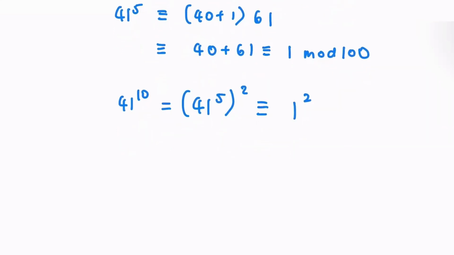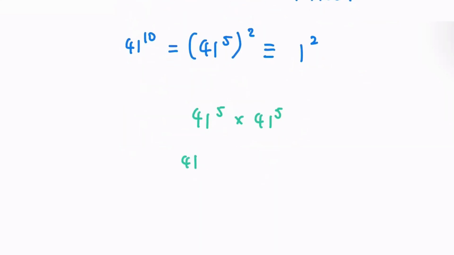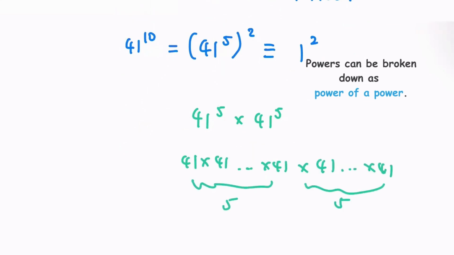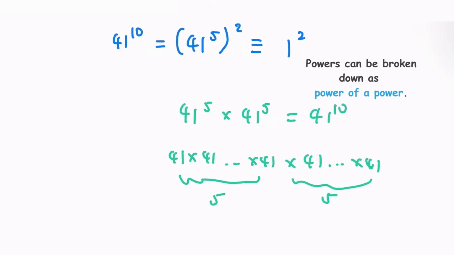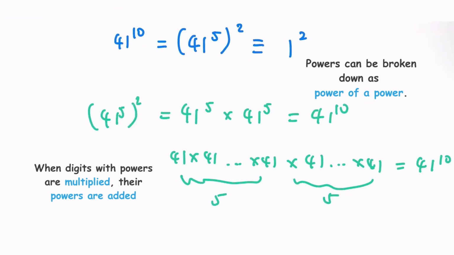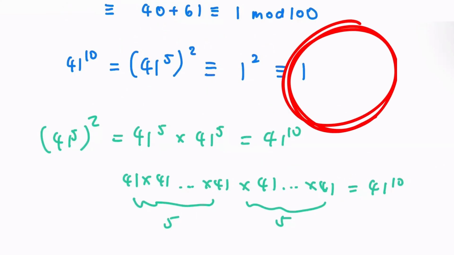Just a quick note, right? 41 to the power of 5 times 41 to the power of 5. Just imagine this is 41 times 41 times 41, right? So if there's 5 of this here, 5 of this here, this would then give me 41 to the power of 10. We can also rewrite this as 41 to the power of 5 squared. That's why each time you square something here, the total number of 41s is actually 5 times 2. So we can rewrite this as just 1 mod 100.